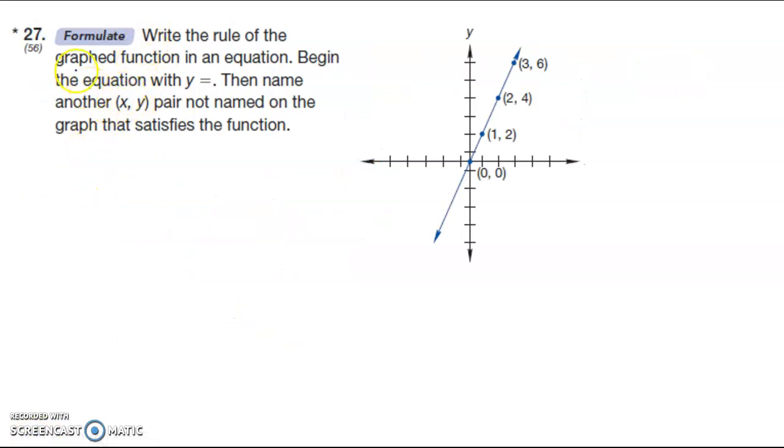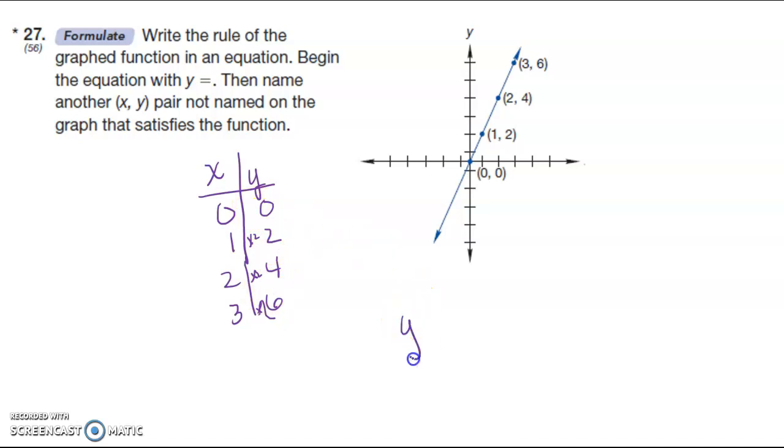Okay. Write the rule of the graphed function in an equation. Let's go ahead and make a function table because I think it's a little easier to see. So we have 0, 0. I have 1, 2, 2, 4, and 3, 6. It looks like we're multiplying by 2. So y is equal to 2 times x.